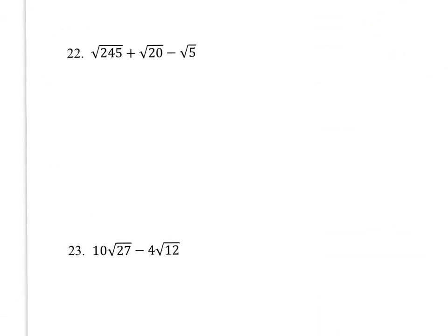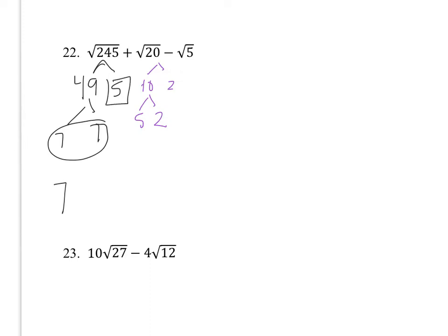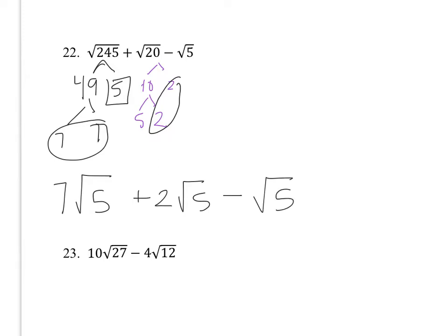22. So the first thing when I'm looking at this problem, I'm going to have to simplify these. So I'm going to do my factor tree for each one of them. In my first one, I have a group of 7 right here, so this simplifies to be 7, and then the square root of 5, because that 5 is left inside. Plus, here's a group of 2, so I'm going to take out a 2, and then I'm going to have the square root of 5, and then minus 5.